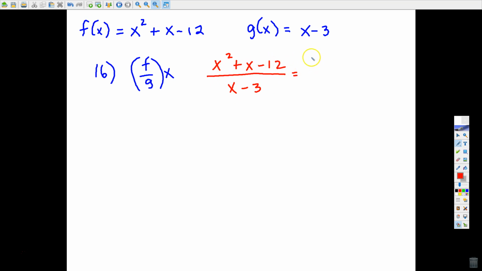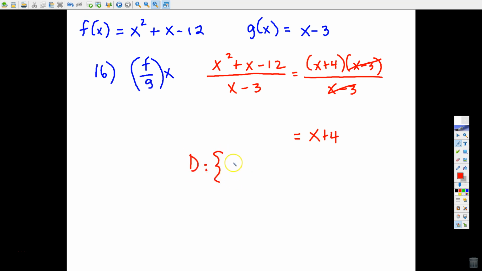There are factors of negative 12 that add up to positive 1. 4 times negative 3. We can't factor the denominator, but we do see an opportunity to reduce this because we can cancel these two factors, leaving us with the answer to the division. The f function divided by the g function will just be x plus 4. And then the follow-up answer is to state the domain of the resulting function.